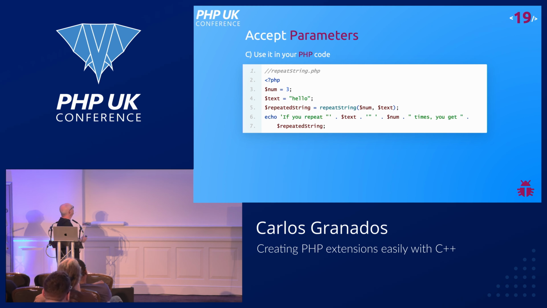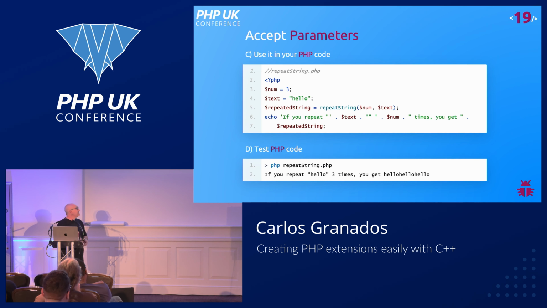Then you can use it in your PHP code. So for example, here I'm calling this function with an integer and then a string, and then I get the result back. And when I print it, it's like the result of repeating hello 3 times. Hello, hello, hello, and then goodbye.